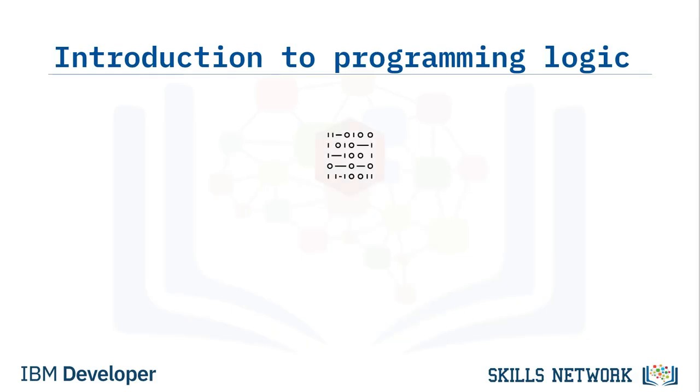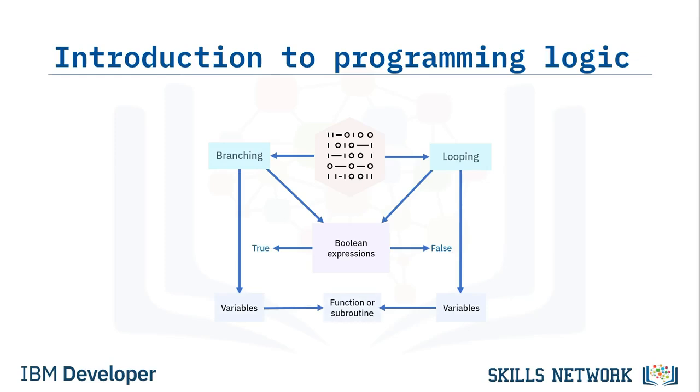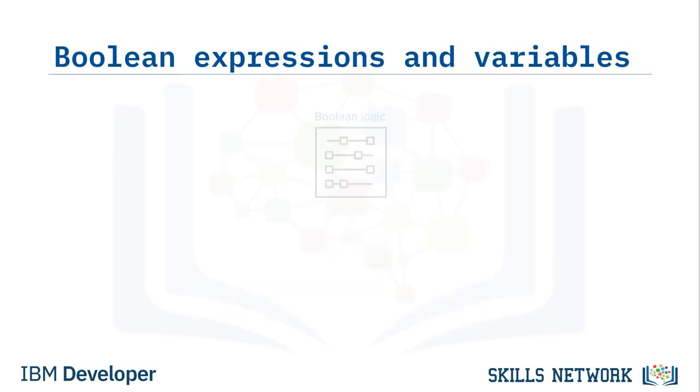There are two major types of programming logic, branching and looping. Both types use Boolean expressions and variables. A Boolean expression is a type of programming statement with only two values, either true or false, and variables have assigned values that are passed into a function or subroutine within a more extensive program.